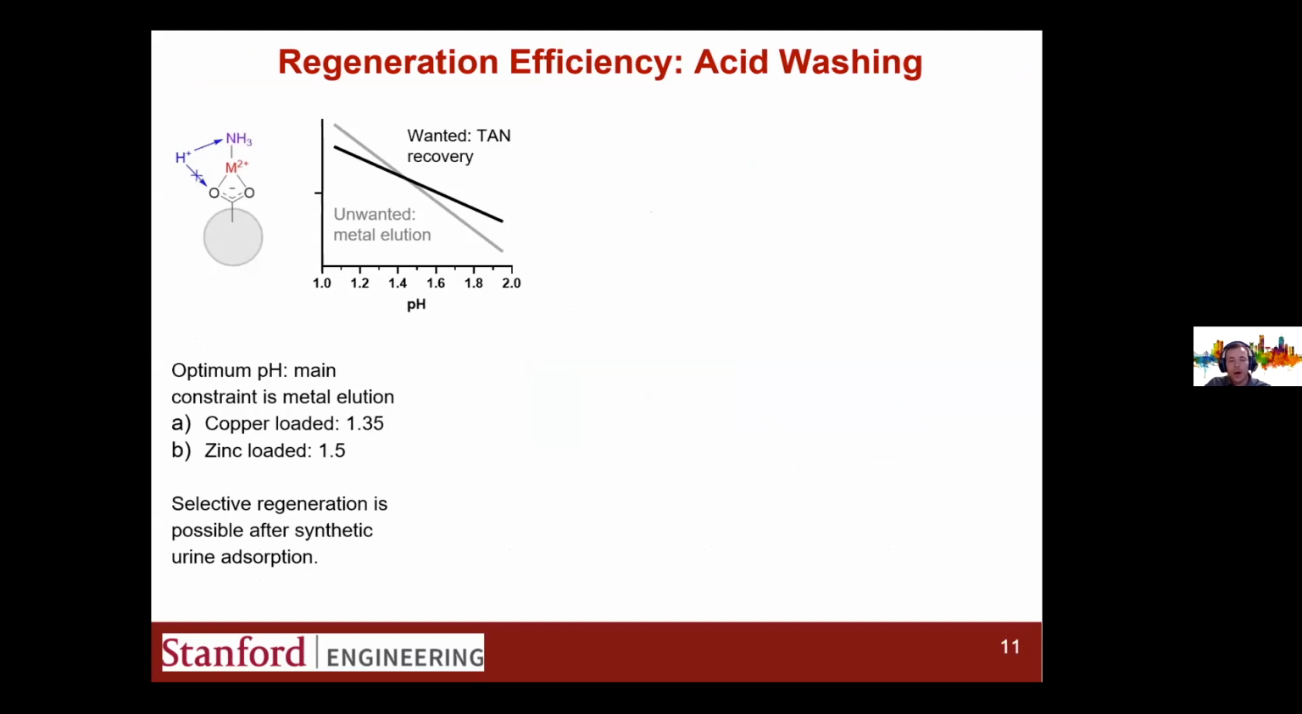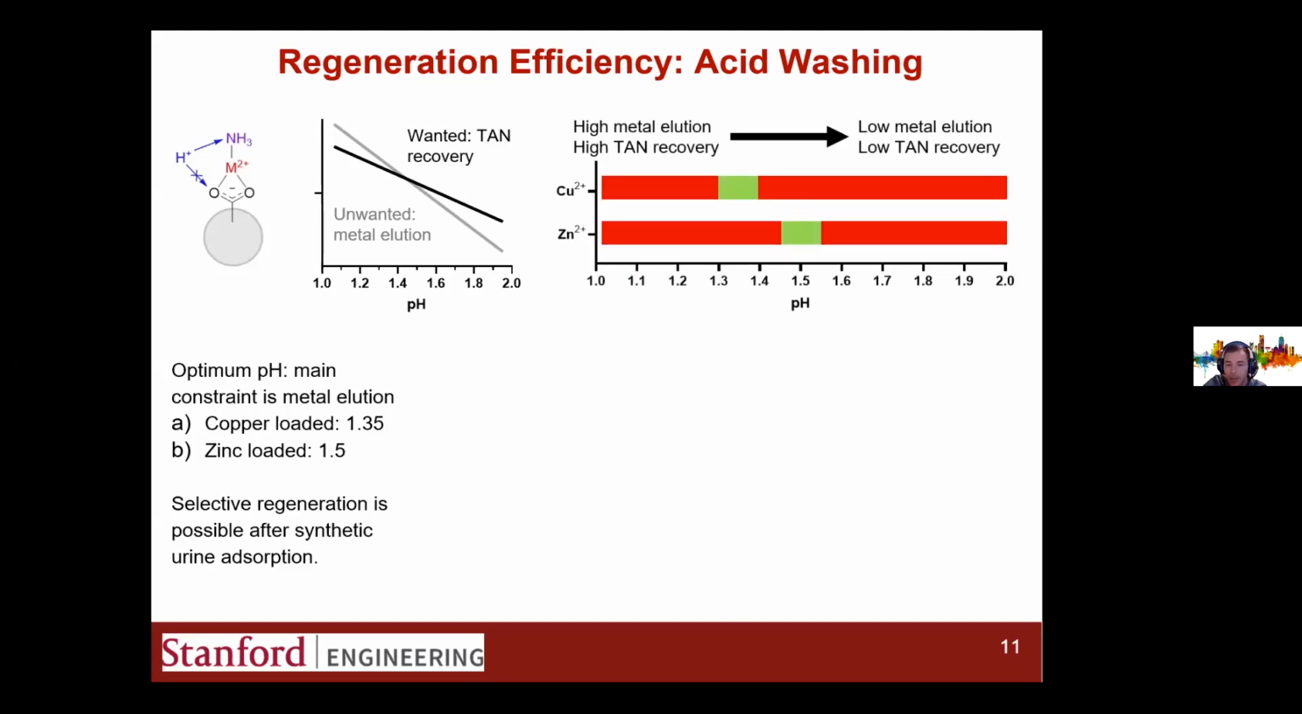So then we want to regenerate these resins and actually recover the ammonium. When we performed acid regeneration on the resins that had undergone adsorption, we found similar concentration and pH phenomena as the adsorption regimes. Too low of a pH would elute both ammonium and transition metal, and too high would preserve metal, but elute too little ammonium to be practical. So there was another optimum at play, and we found that a pH around 1.35 was optimal for copper retention, and a pH of 1.5 was optimal for zinc.